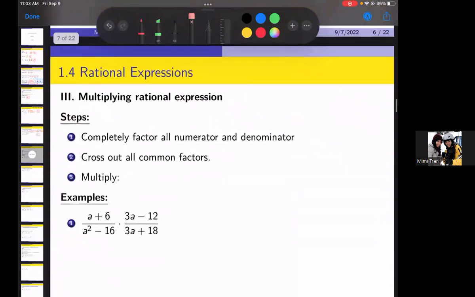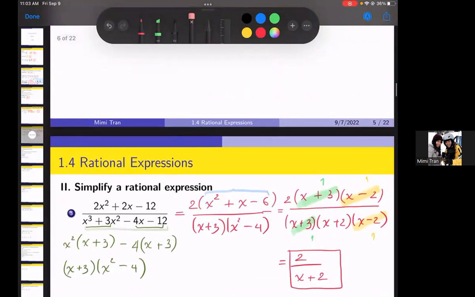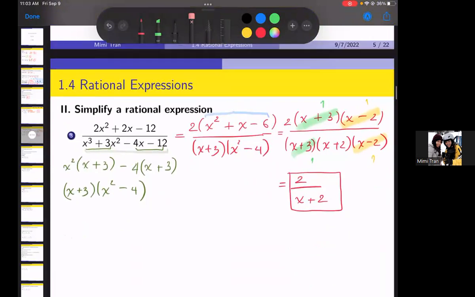All right. So that is simplified rational expression.